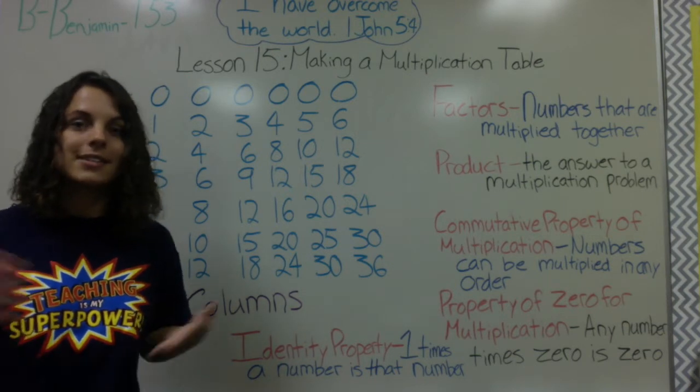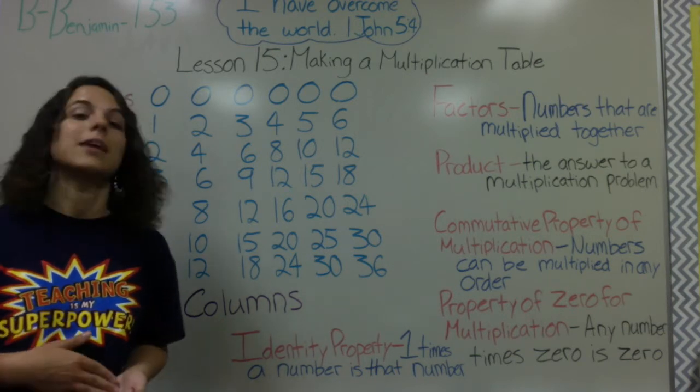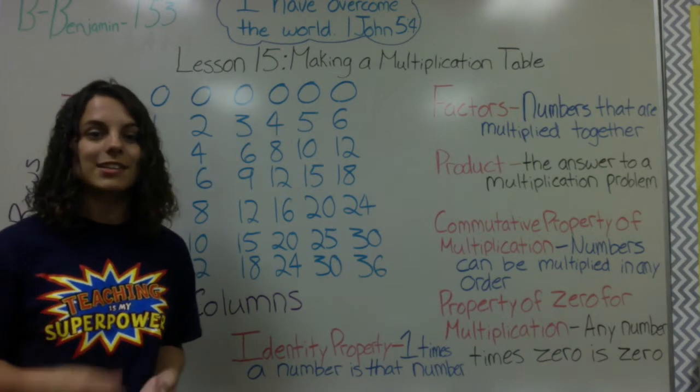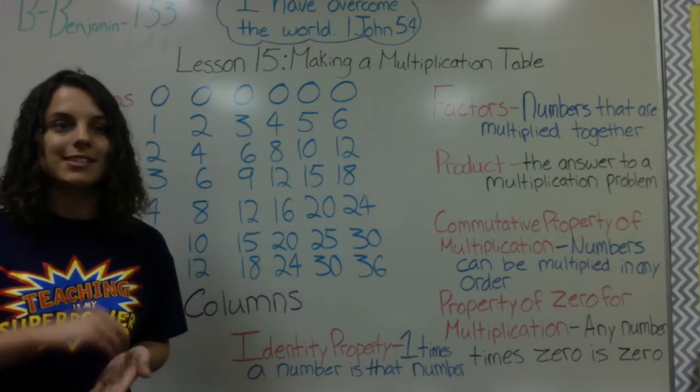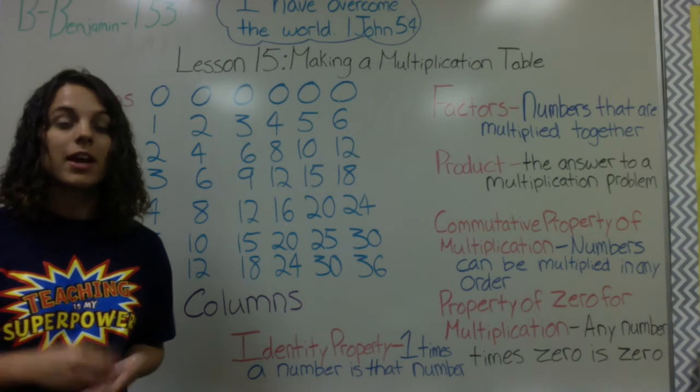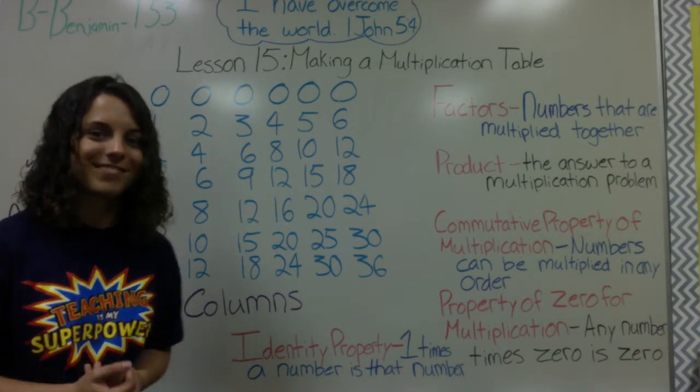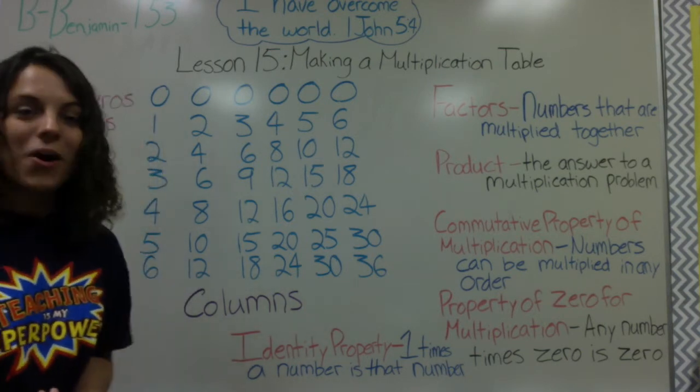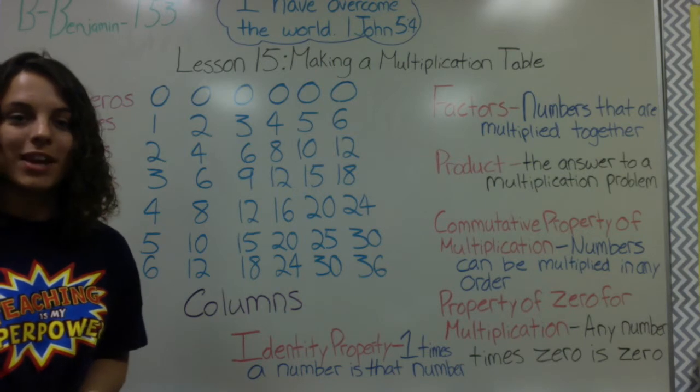So the identity property of multiplication says that 1 times any number will always be that other number. 1 times a million is a million. 1 times 70 is 70. 1 times 86 is 86. 1 already knows its identity. It does not need to be the answer ever, unless you have 1 times 1, of course. All right, and that is all we have for making multiplication tables.